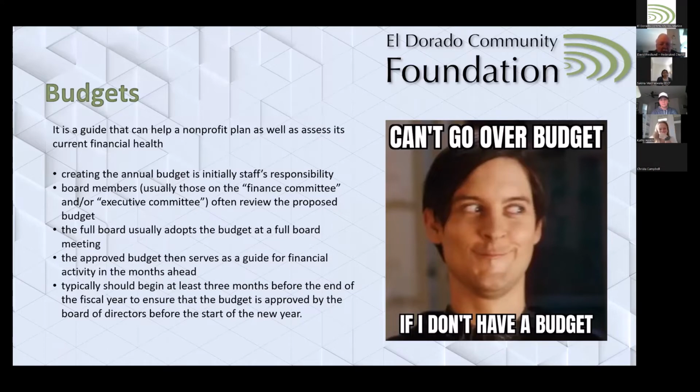portion, the staff's responsibility to do this. The board members, usually those who sit on the finance committee or the executive committee, often review this and pass it on to the board. The board approves the budget, and then it goes to the full board meeting and is published there and is approved. And this kind of serves as a guideline. It's an approved budget, which serves as a guide for the months ahead.